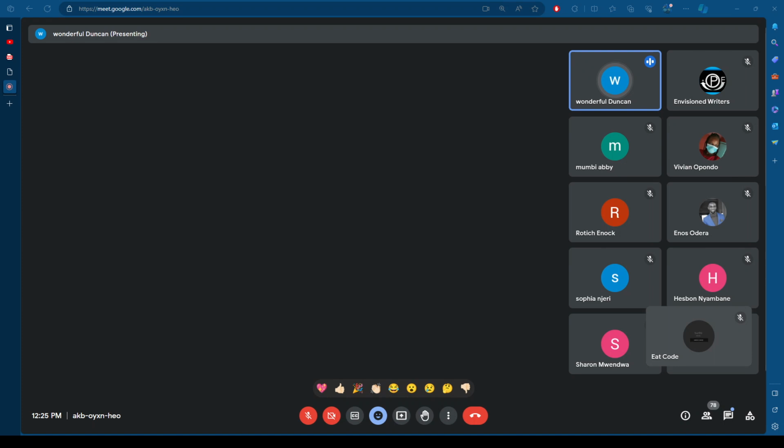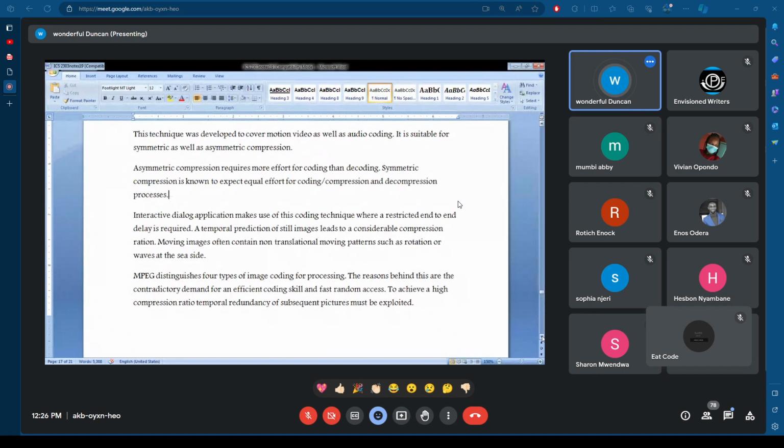Another thing, interactive dialogue applications make use of this coding technique where a restricted end-to-end delay is required.